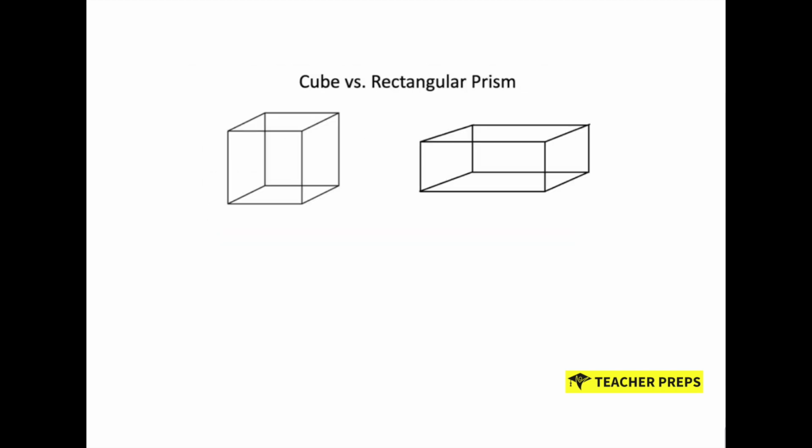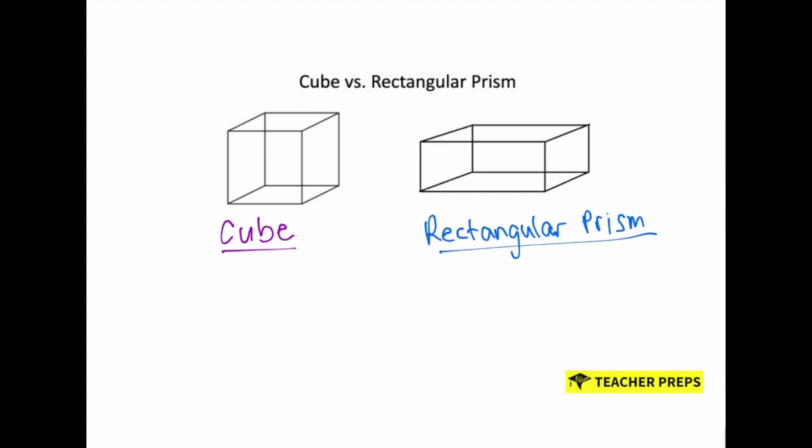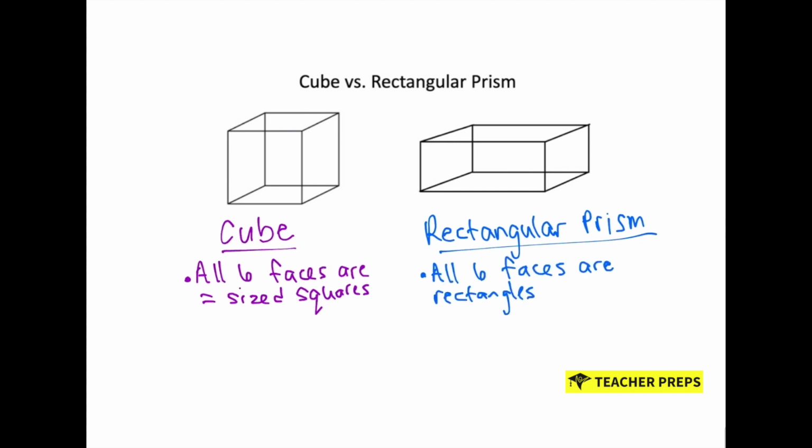The first 3D shapes that we're going to talk about are cubes and rectangular prisms. The shape on the left is a cube. The shape on the right is a rectangular prism. What do you notice the differences between the shape on the left and the shape on the right? If you noticed that there are 6 equal-sized squares for faces, you're correct. What do you notice with the faces of the rectangular prism? If you notice that instead of squares, all the faces are rectangles, you're correct. On a rectangular prism, opposite faces are equal, meaning the front and the back are going to be equal rectangles.